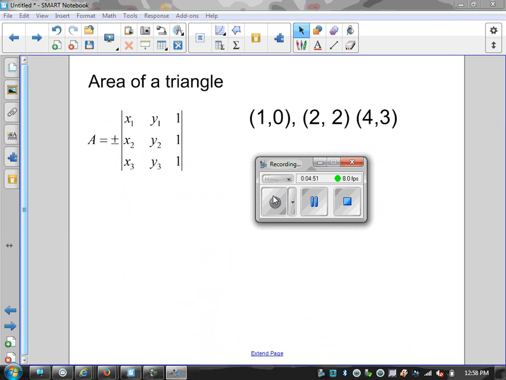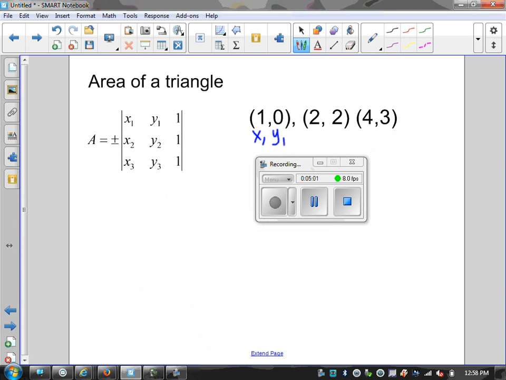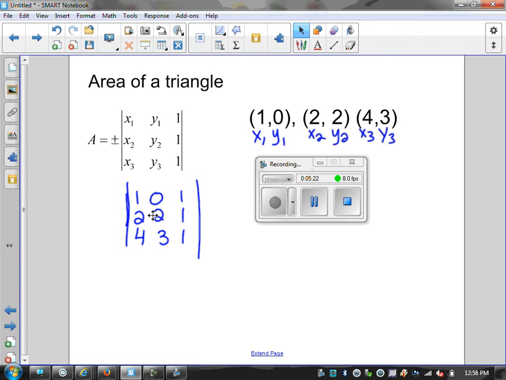Area of a triangle, we can use what's called a determinant and a matrix to do that as well. And here's the formula. So what this means is, here's my x1, y1, x2, y2, x3, y3. So I'm going to plug it into this formula here. 1, 0, 1. 2, 2, 1. 4, 3, 1. And guess what? My calculator can do this work for me as well.